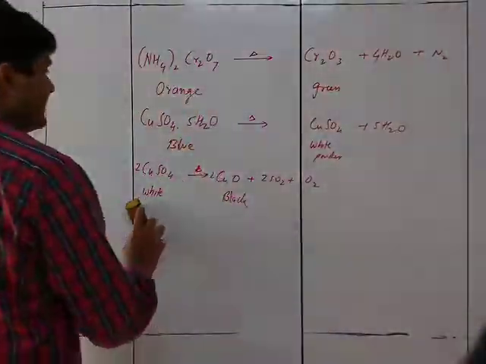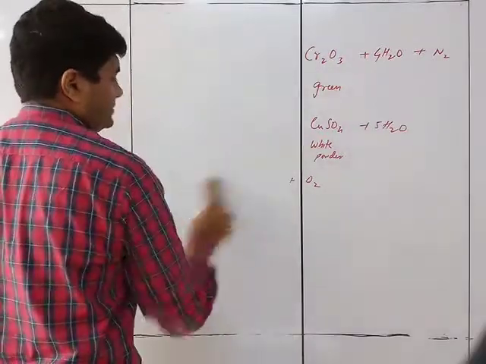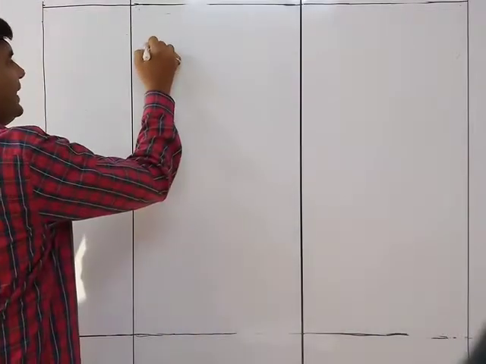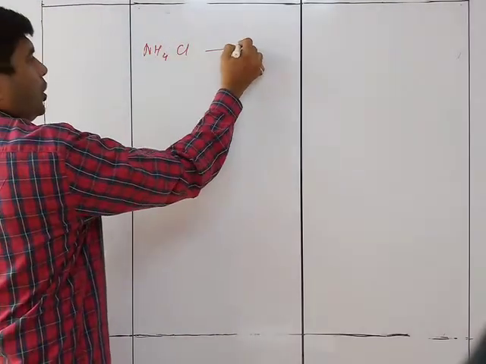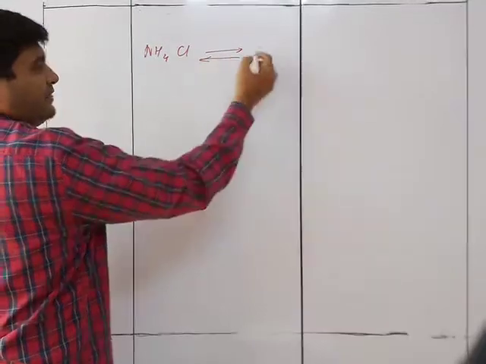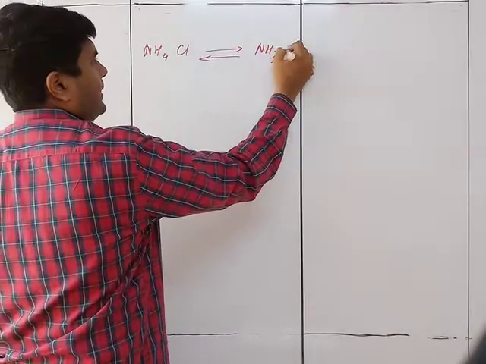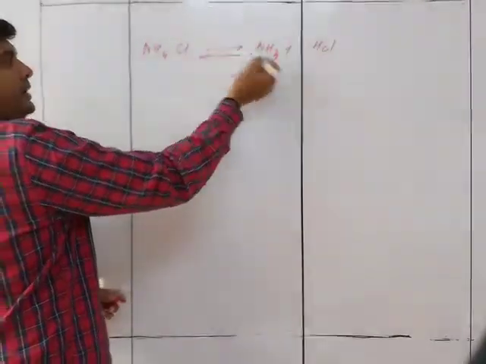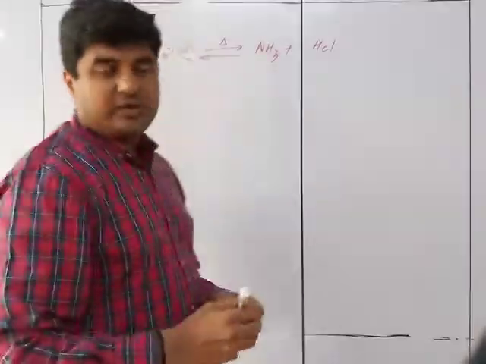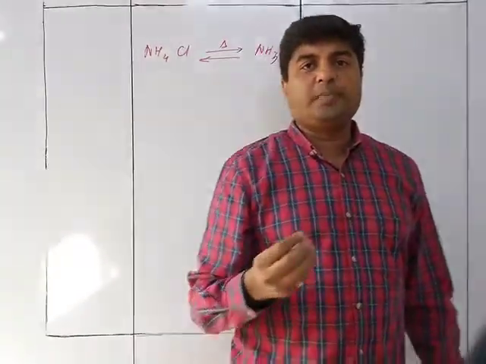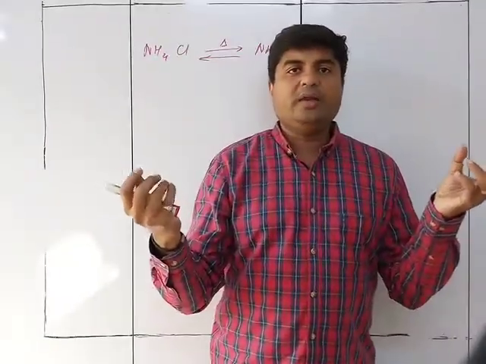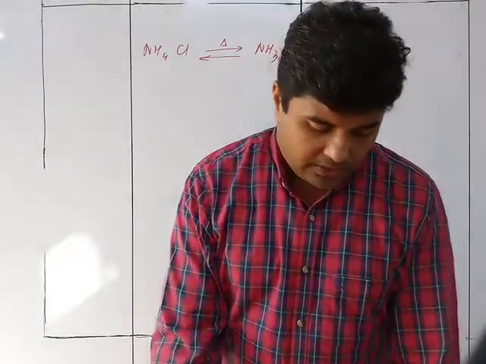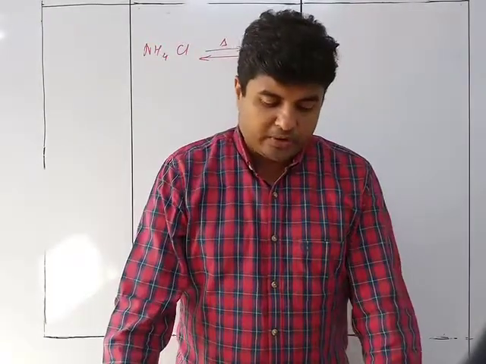So thermal dissociation के examples में the first one is if you take ammonium chloride. NH4Cl on thermal dissociation, it's a reversible reaction, forms NH3 plus HCl. So NH3 plus HCl gives you NH4Cl. NH4Cl on heating gives you NH3 plus HCl. So it's a thermal dissociation. Why dissociation? Because two compounds are going to be formed by one single compound. So this is the thermal dissociation of ammonium chloride.